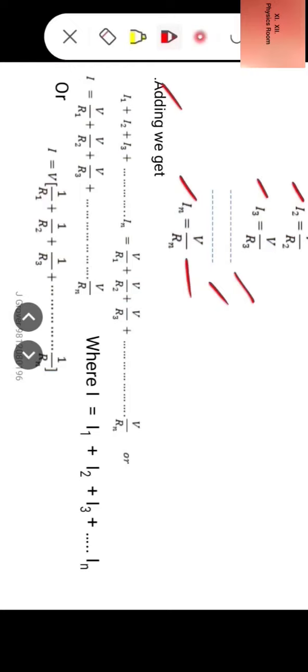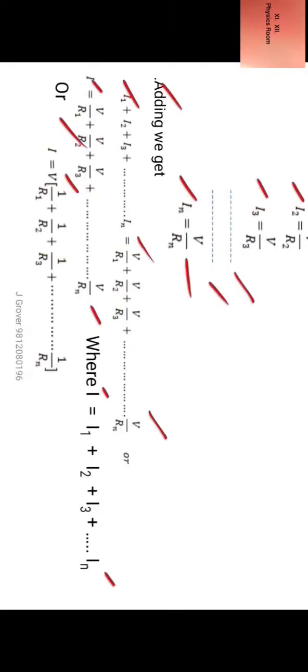Now adding, we get I1 plus I2 plus I3 plus so on plus In is equal to V by R1 plus V by R2 plus V by R3 plus so on V by Rn, or I is equal to V by R1 plus V by R2 plus V by R3 plus so on V by Rn, where I is equal to I1 plus I2 plus I3 plus so on plus In. Or we can write I is equal to V, taking V common, within bracket 1 by R1 plus 1 by R2 plus 1 by R3 plus so on 1 by Rn.